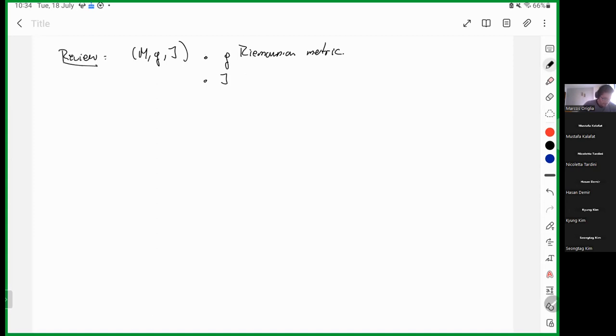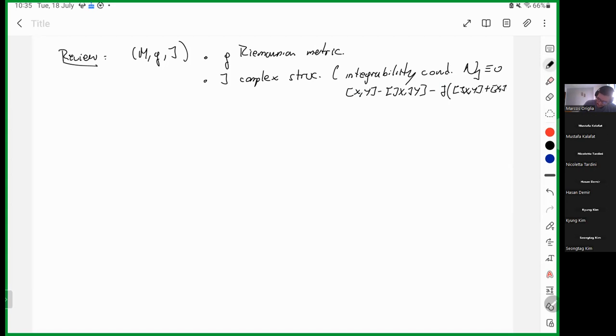We also defined what the complex structure means. It was an endomorphism of the tangent space with some integrability condition. If you remember, there was a tensor that has to be zero, something with [X, Y], [JX, JY], J[JX, Y] and J[X, JY]. So that was a complex structure for us. And with these two ingredients, we have the Hermitian structure: the metric, the complex structure, and the compatibility condition between them.